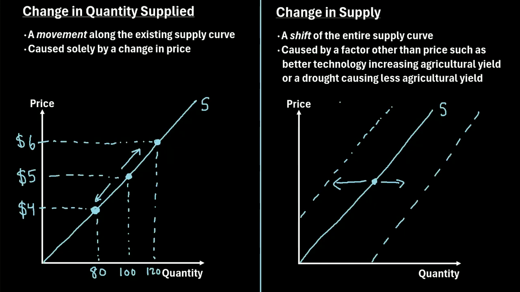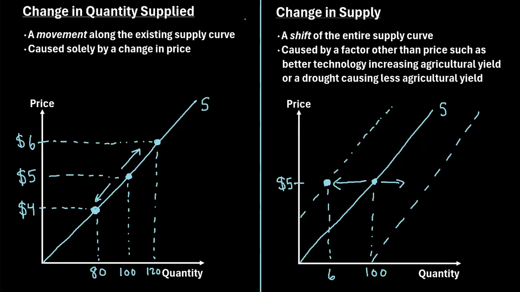And what that means is because of this drought, there are literally fewer apples to be sold on the marketplace. And remember previously at a $5 price level, producers were willing to supply a quantity of 100 apples. But now when we shift the supply curve at this same $5 price level, producers are only able to supply, let's say, 60 apples. So at every price level, the quantity supplied has gone down. And again, that's because this drought has caused a decrease in agricultural yield. So the entire supply curve has shifted to the left.